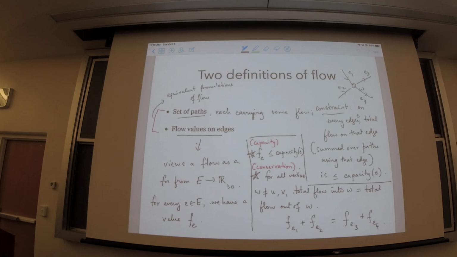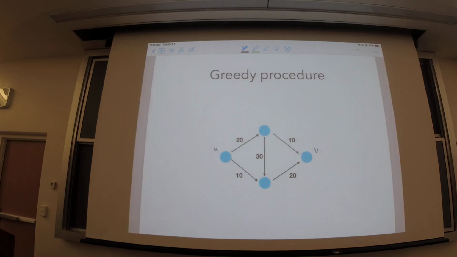So what if we take a shortest path from U to V, which we can do. Then when we have an edge that is at full capacity, we remove it from the graph and find a new shortest path, and repeat until there's no more paths.